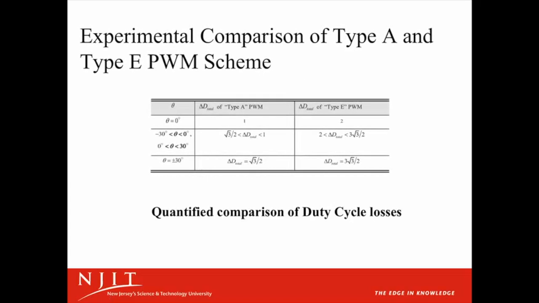The experimental comparison of the type A and type E schemes that they use is right here, and this is the quantified comparison of the duty cycle losses correlated to the angles.